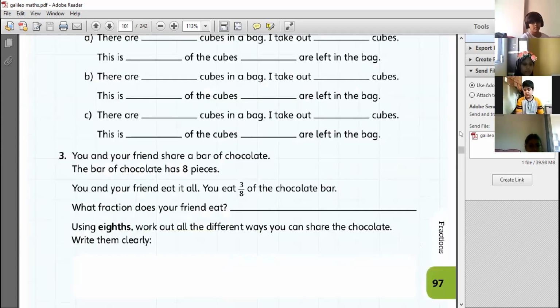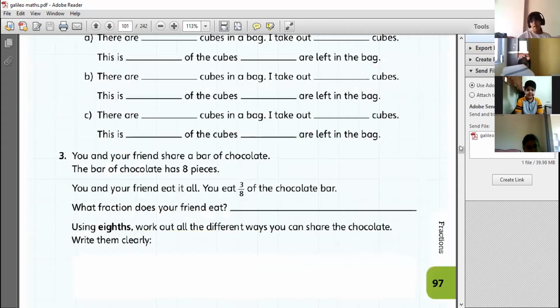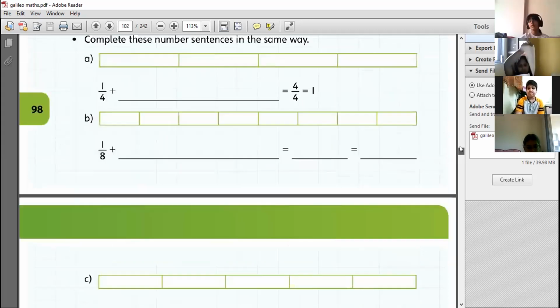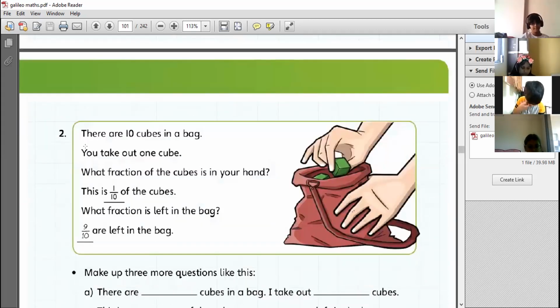Humaira is having a problem in this page. Am I right, Humaira? I'll repeat it. In this question, you have to make your own question. There is no hard and fast rule. They're asking you anything. Look here. There are 10 cubes in a bag. You take out one cube. What fraction of cubes is in your hand? What do you mean by fraction? Fraction means part upon whole.